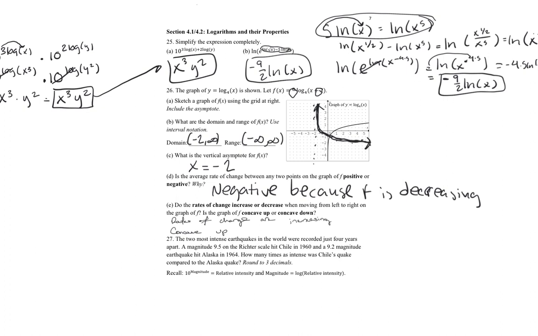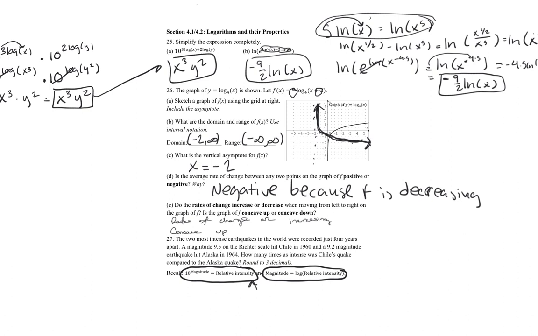All right, so for problem 27, it says the 2 most intense earthquakes in the world were recorded just 4 years apart. A magnitude 9.5 on the Richter scale hit Chile in 1960, and a 9.2 magnitude earthquake hit Alaska in 1964. It asks, how many times as intense was Chile's earthquake compared to the Alaska quake? Three decimals. And it gives us 2 helpful equations right here. It gives 10 to the magnitude is equal to relative intensity, and also magnitude is equal to the log of relative intensity. For this, it's asking how many times as intense was Chile's quake, so we're going to use this first equation to solve for intensity first.